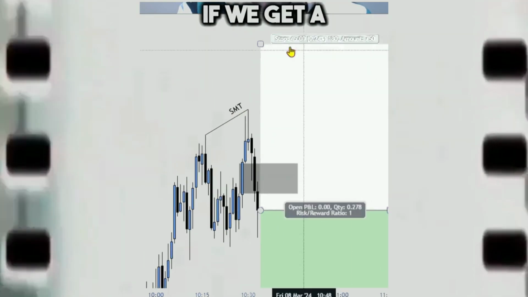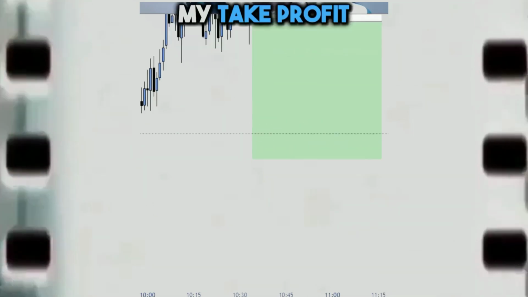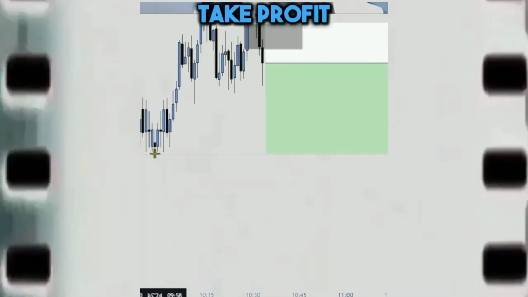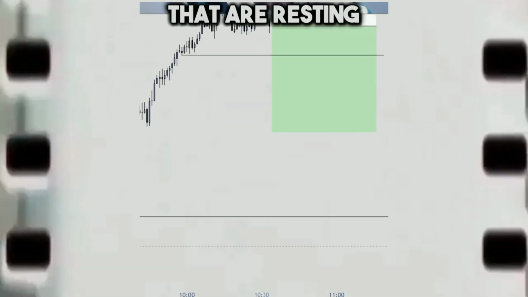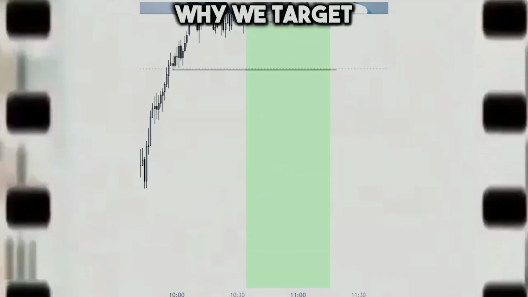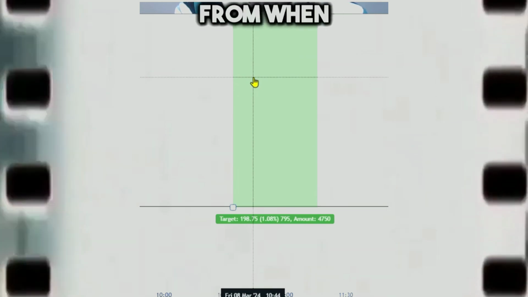My stop loss will go if we get a candle close back above this bullish fair value gap. And then my take profit will simply be this internal liquidity resting right here. This can be your first take profit. Then for your next take profit, you're going to target your data lows that are resting all the way down here, which is 200 points away. The reason why we target this data low is because it is an extremely strong draw on liquidity, as the low was created from when news happened.